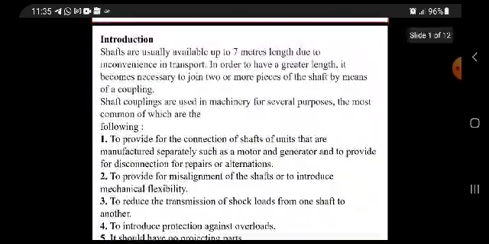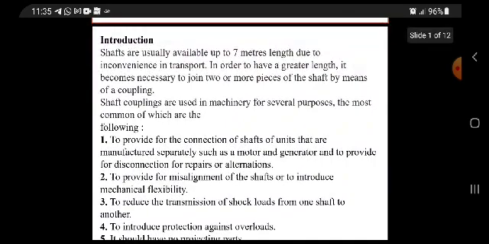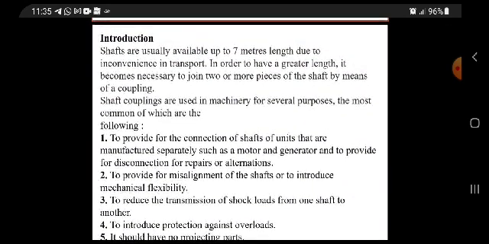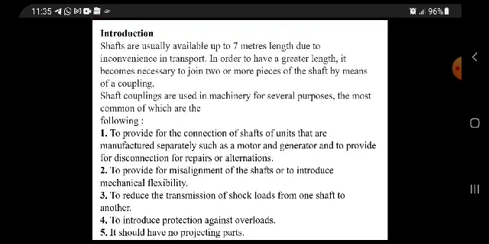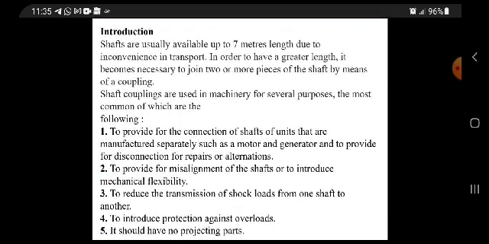Introduction. Shafts are usually available up to 7 meters in length due to the inconvenience in transport. In order to have a greater length, it becomes necessary to join two or more pieces of shaft by means of a coupling. Shaft couplings are used in machinery for several purposes, the most common of which are the following.